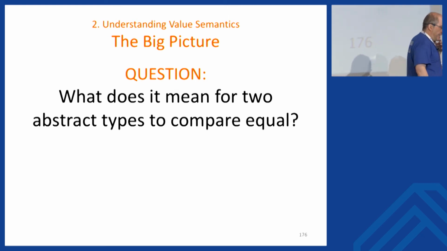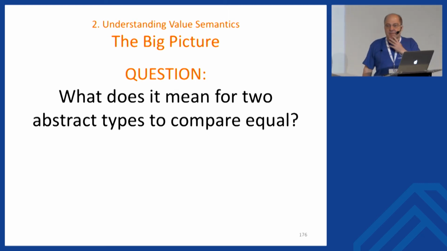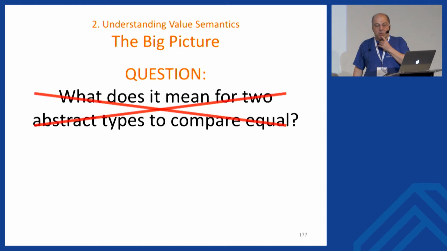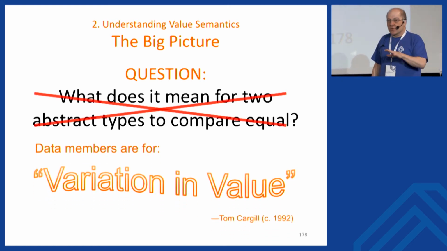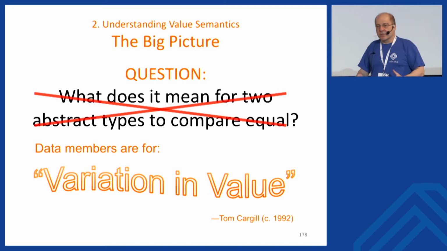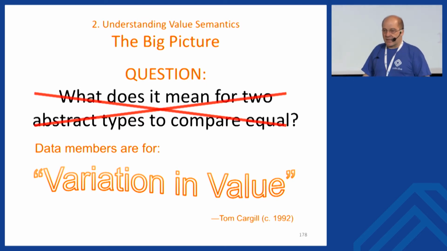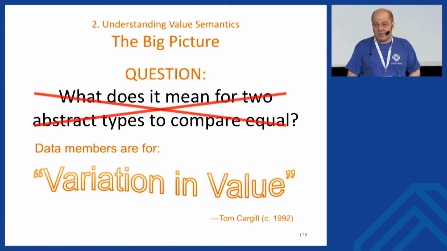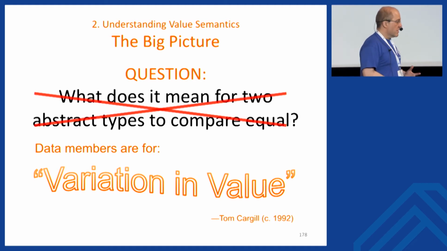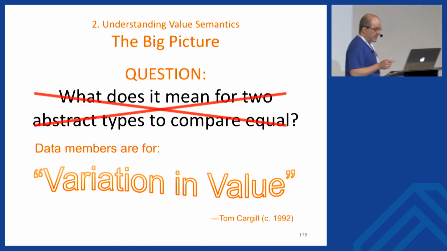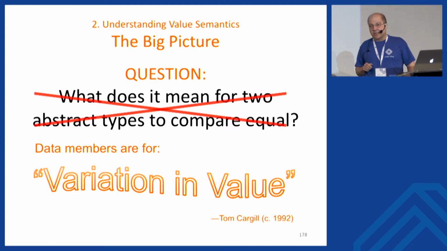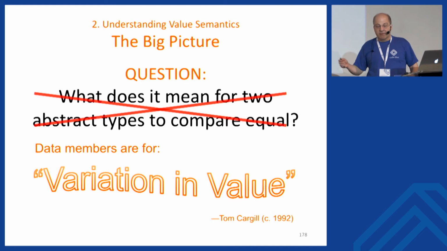So the idea here is it's not a very meaningful thing to do, because what we're really talking about is non-virtual things. Concrete things are for variation in value, and abstract things are for variation in behavior. And Cargill got this right a long time ago in his programming style book. This is circa 1992. I remember reading these early books. I learned some really good stuff from Myers, Murray, and Cargill back in the early 90s.